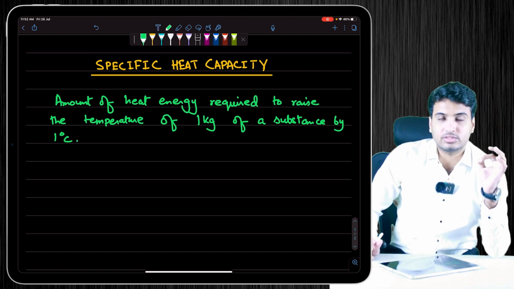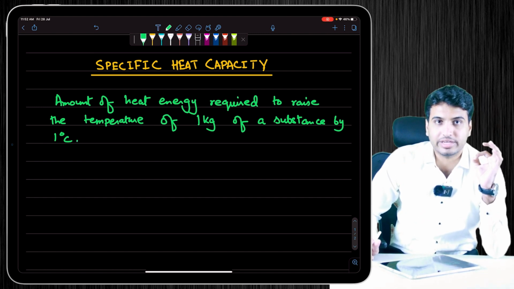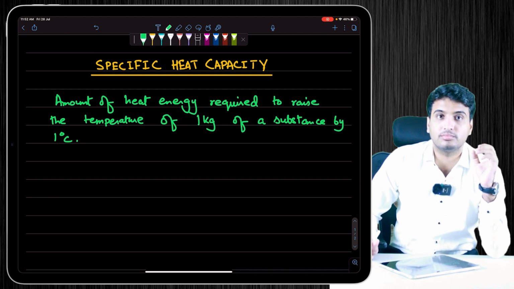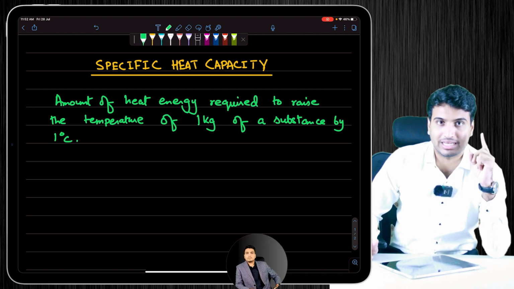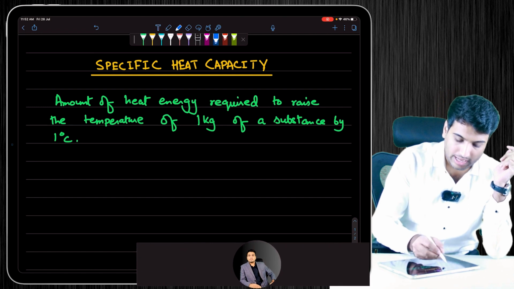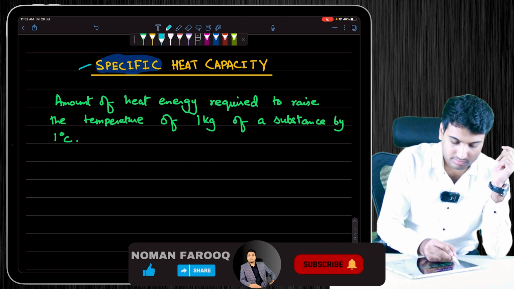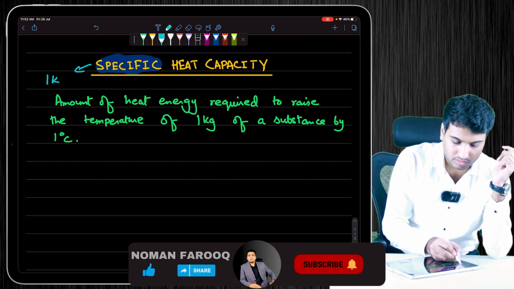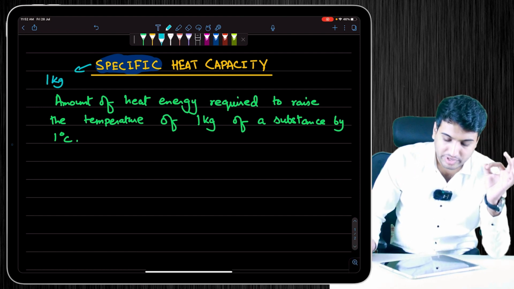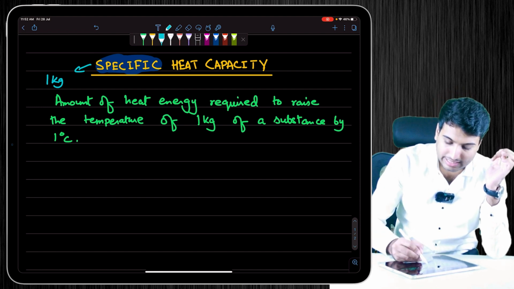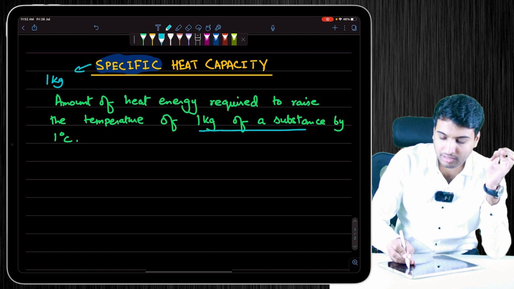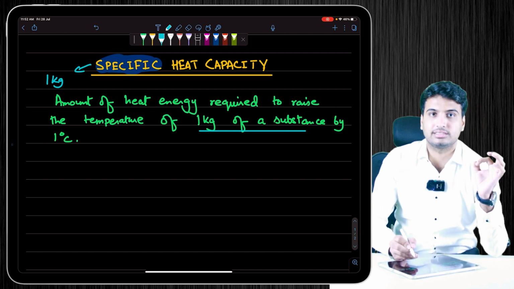So in physics, wherever the word specific comes, it means 1 kg. So specific means 1 kg. Alright. So it is the amount of heat energy which is required to raise the temperature of 1 kg of a substance by 1 degree Celsius.